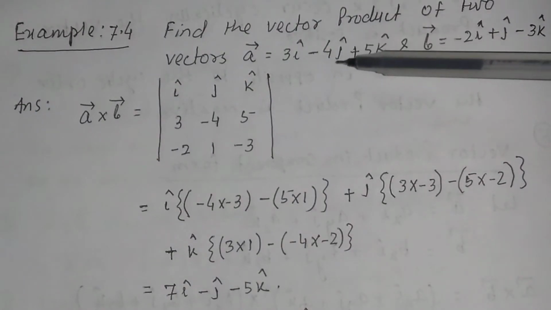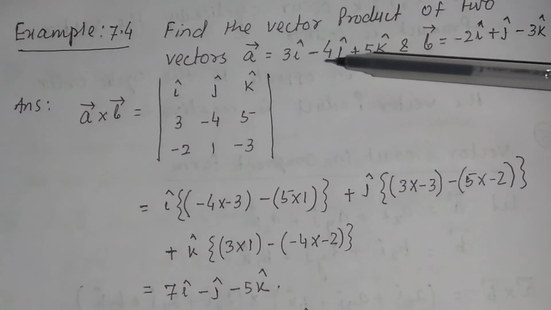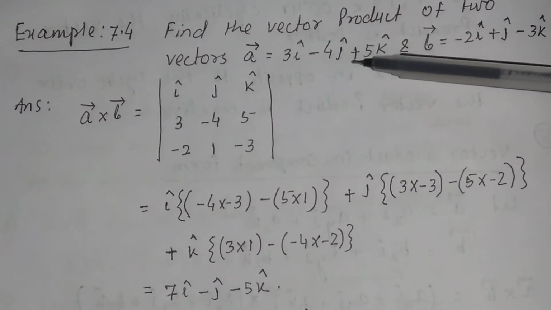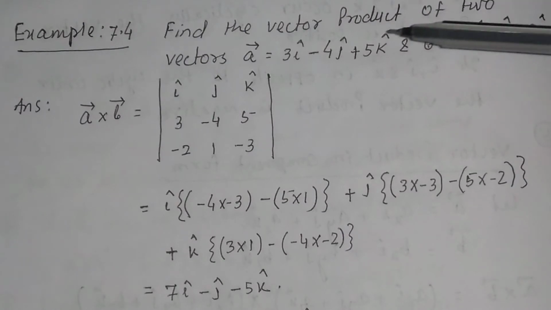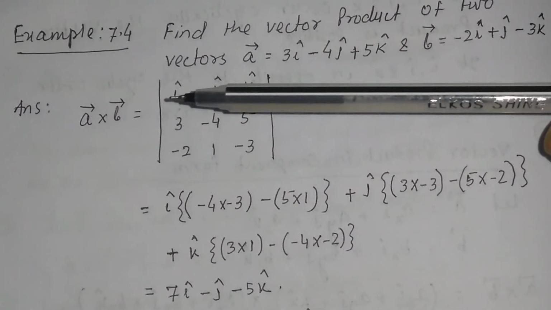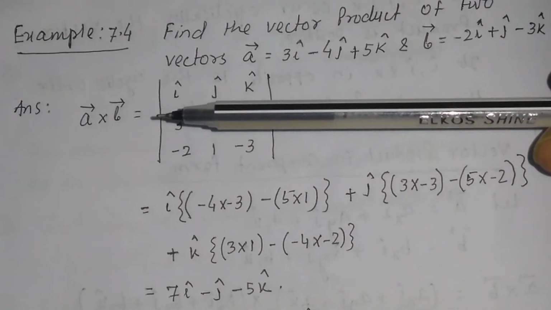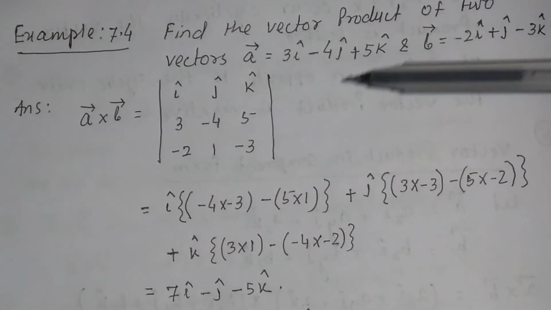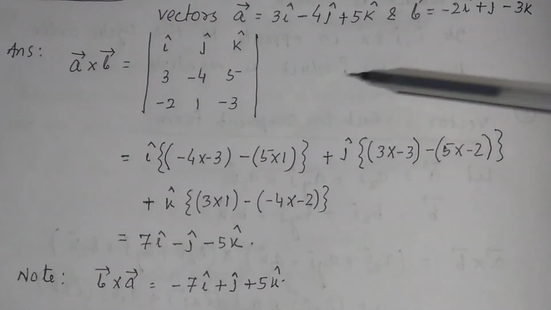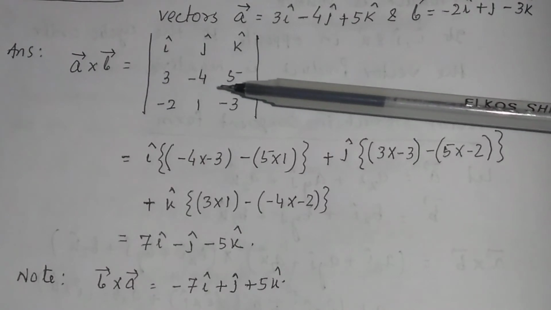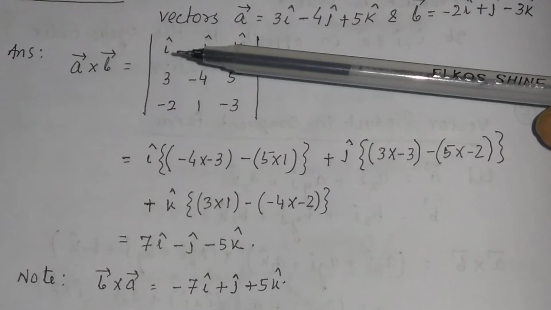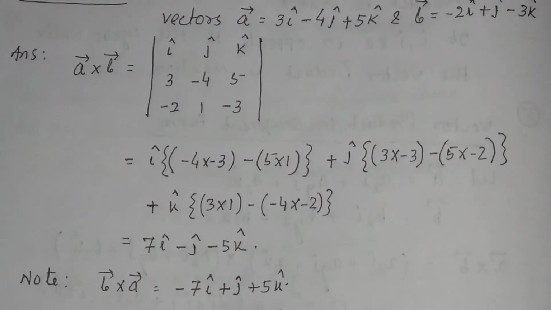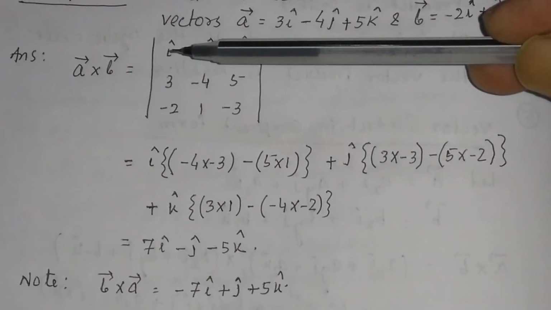So if you are given two vectors in component form, A vector equal to 3i cap minus 4j cap plus 5k cap and B vector is minus 2i cap plus j cap minus 3k cap, and if you want to find the cross product of the two vectors, then write it in determinant form. In determinant form you can easily find the cross product. That means this is the first row and this is the first column.